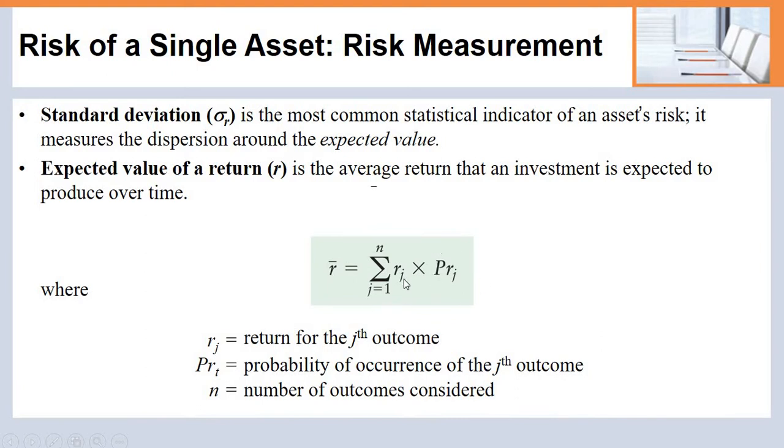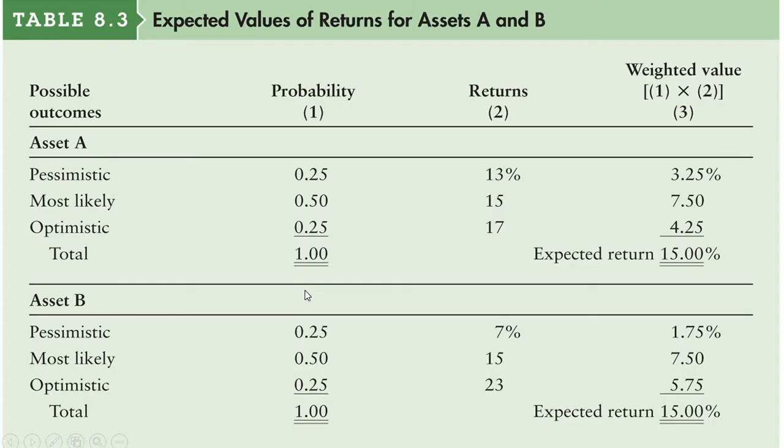So if we do the summation of the expected rate of return multiplied by the probability, we'll find the expected rate of return of an asset or investment. Here is an example of expected values of return for two assets.